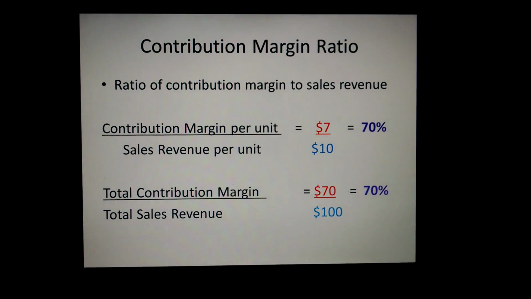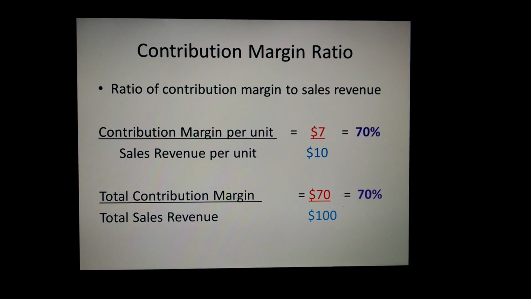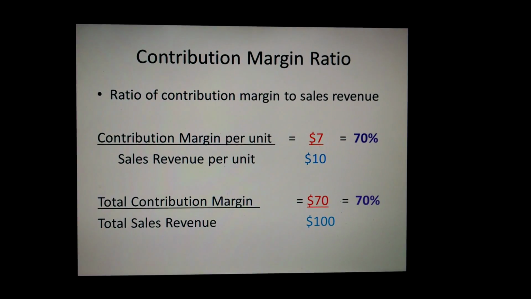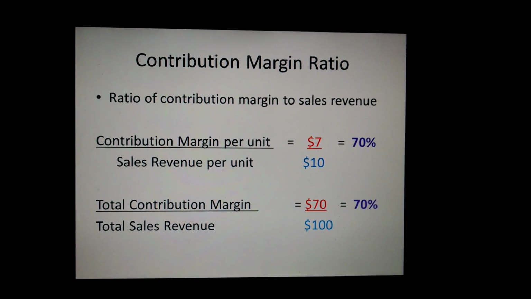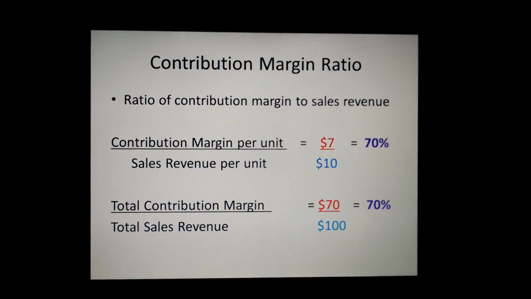If we do total revenue, say we sell 10 pineapples, it's going to be 70 over 100, because you take each number times 10, it's going to give you 70% again. It doesn't matter, you will get the same answer.